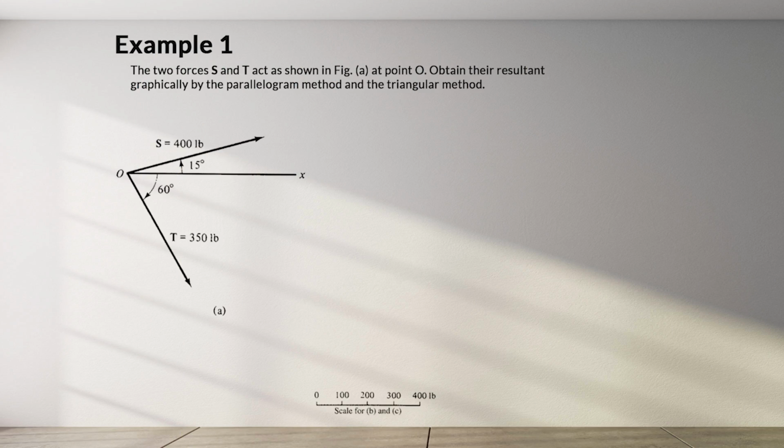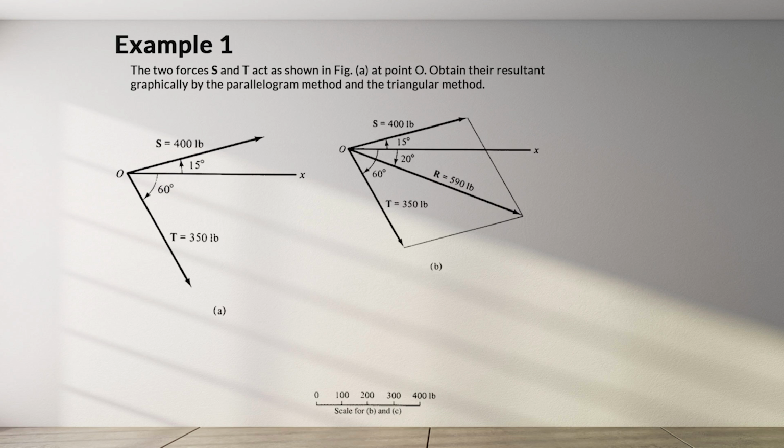Let's look at example 1. Two forces, S and T, act as shown in figure A at point O. Obtain their resultant graphically by the parallelogram method and the triangular method. For the graphical parallelogram method, a parallelogram with sides equal to S and T is drawn to scale in figure B. The diagonal forms the resultant.